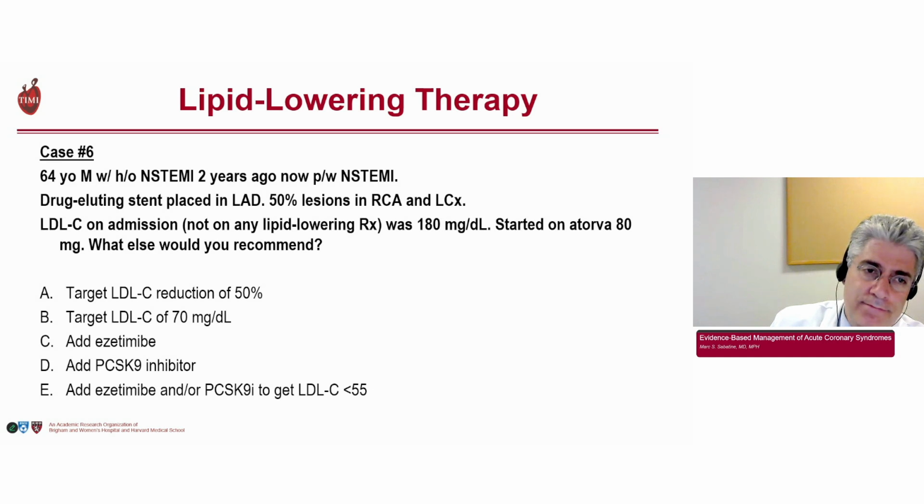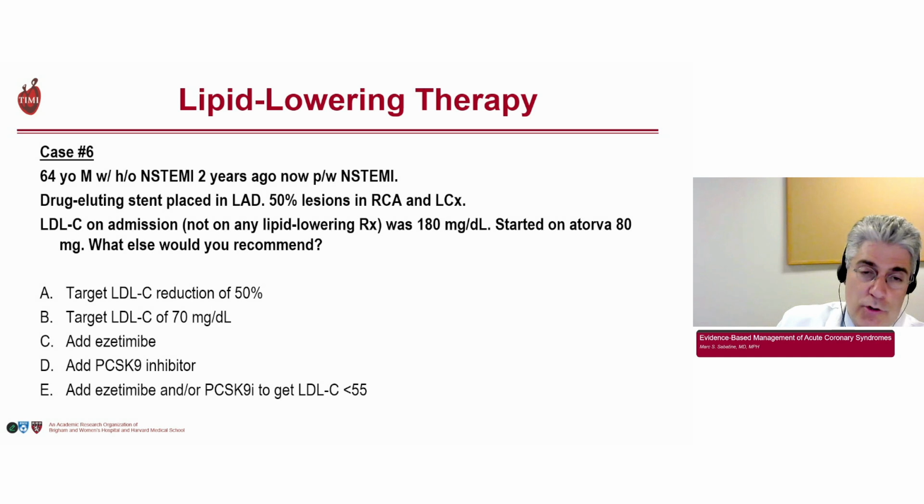All right, lipid-lowering therapy. A 64-year-old man presents, with a history of a non-STEMI 2 years ago. Now comes in with another non-STEMI, drug-eluting stent placed in the LAD, 50% lesions in the RCA and the circumflex. The LDL cholesterol on admission, au naturel, not on any lipid-lowering therapy, was 180 milligrams per deciliter. He was appropriately started on a high-intensity statin, in this case, atorvastatin 80 milligrams daily. What else would you recommend?